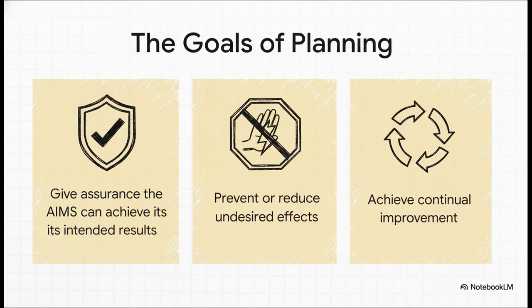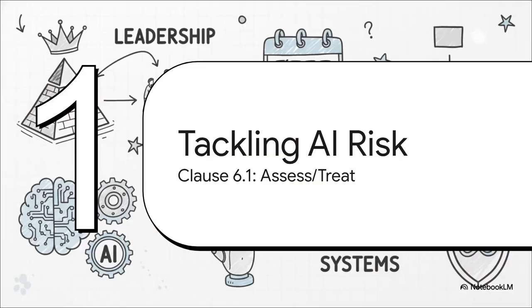Now, the purpose of all this planning isn't just to create more paperwork. It has three very, very clear goals. First, to give you assurance and your customers and regulators that your AI systems will actually do what you say they're going to do. Second, to prevent or at least reduce any negative outcomes, which protects your reputation and your bottom line. And third, to build a cycle of continual improvement, making sure your AIMS evolves and just gets better and stronger over time.